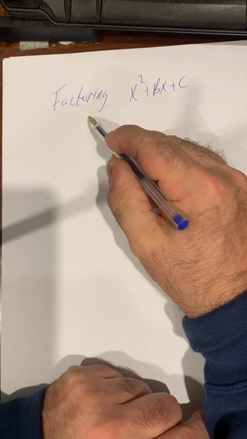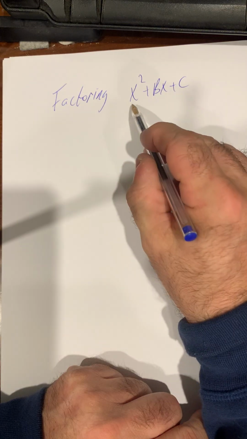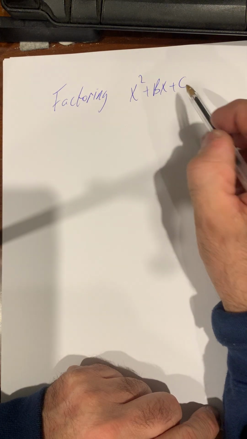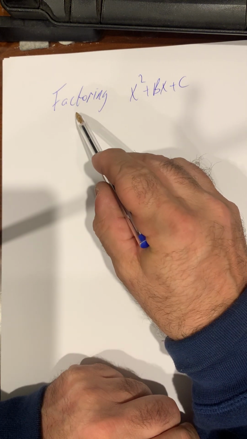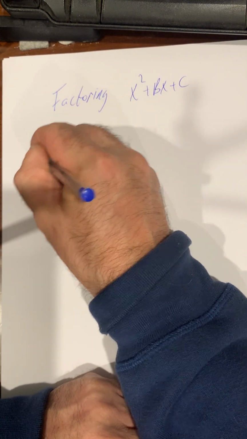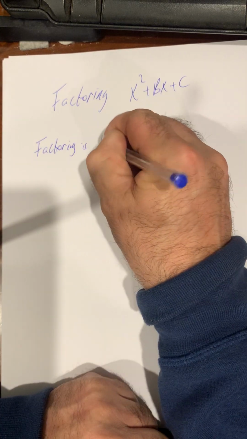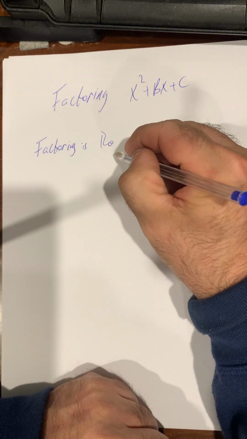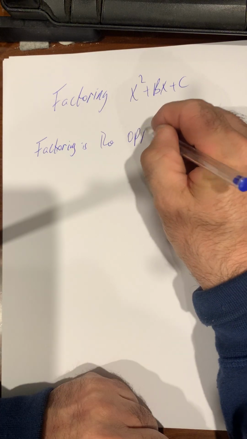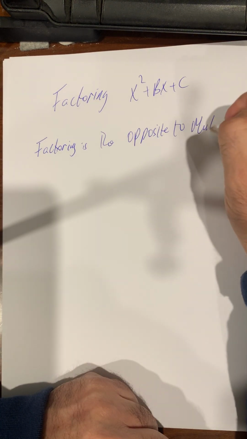Welcome back. This is going to be a quick tutorial on factoring x squared plus bx plus c. Factoring is the opposite of multiplication. Now I want you to take notes as if you're in class. Factoring is the opposite of multiplication.